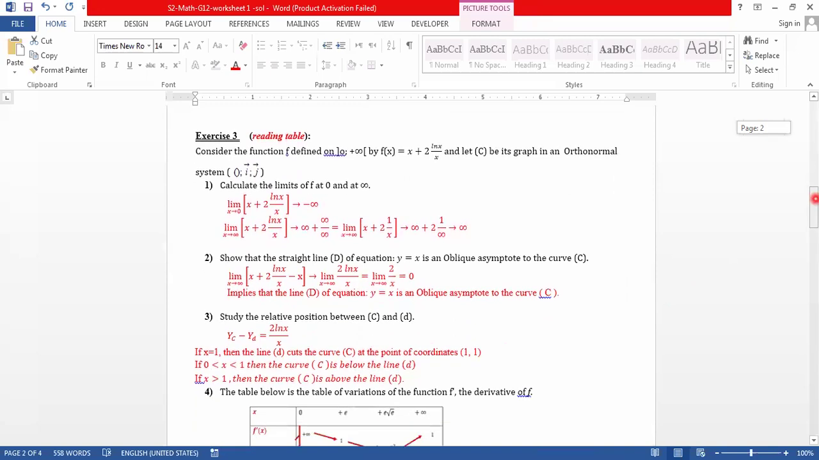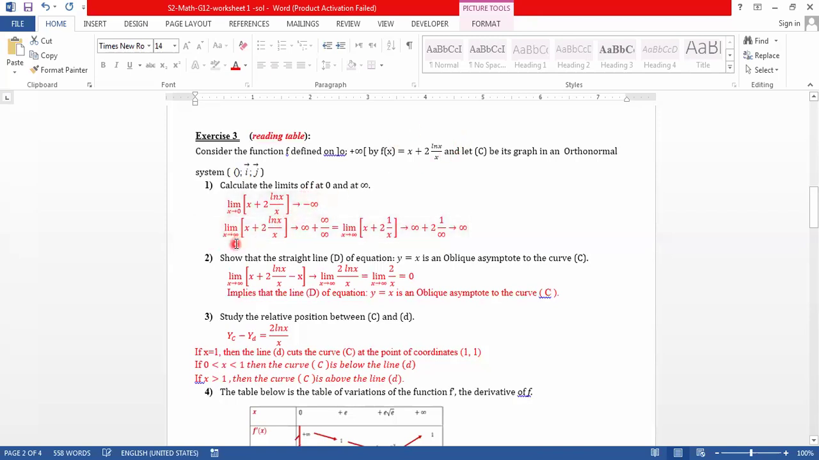In exercise 3, we are given a function f, which is x plus 2 ln x over x. We need to calculate the limits of f at 0 and plus infinity. If you replace 0, ln 0 is minus infinity over 0, which is minus infinity. So the limit when x tends to 0 is minus infinity. That means I have an asymptote, which is x equal to 0, a vertical asymptote.